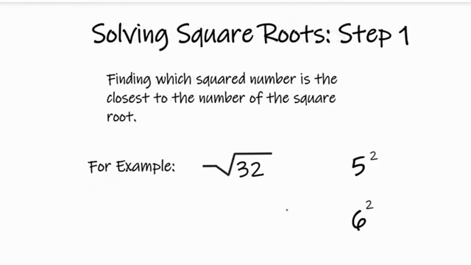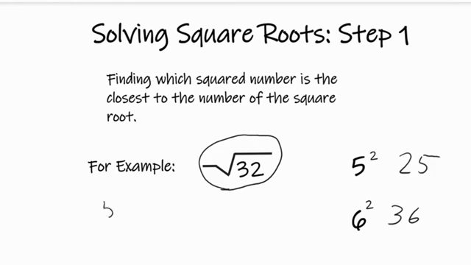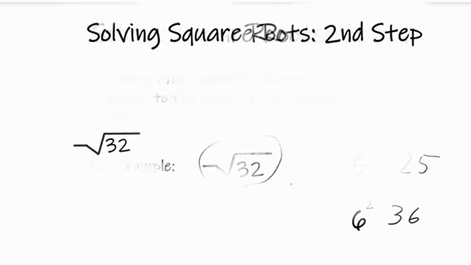The first step of solving square roots is finding which squared number is the closest to the number of the square root that we're trying to find. So for example, if we're trying to find the square root of 32, we know that 5 squared is 25 and 6 squared is 36. So the first number of the square root will be 5, since 32 is less than 36 but greater than 25.